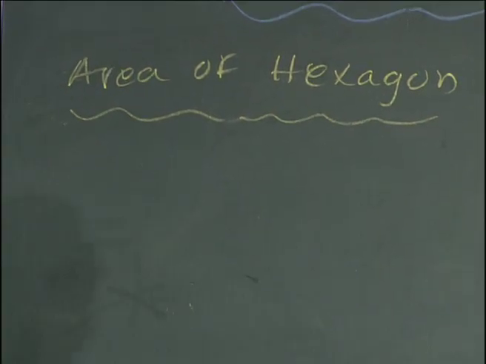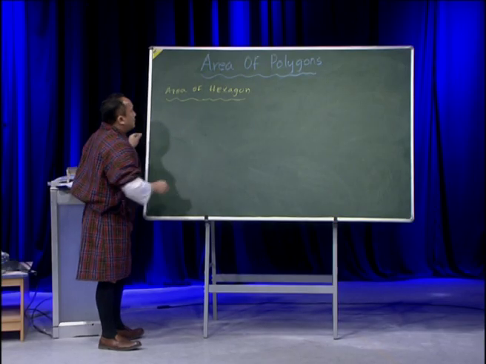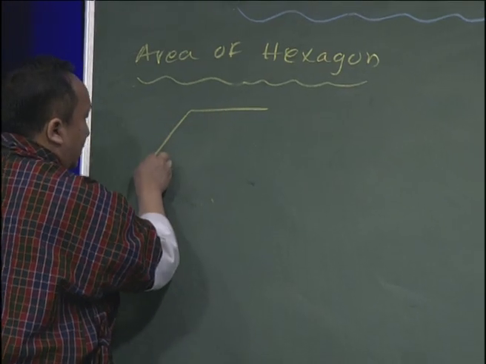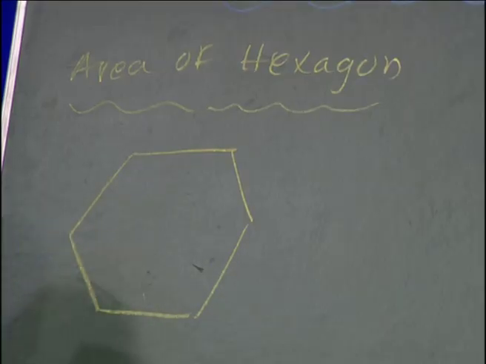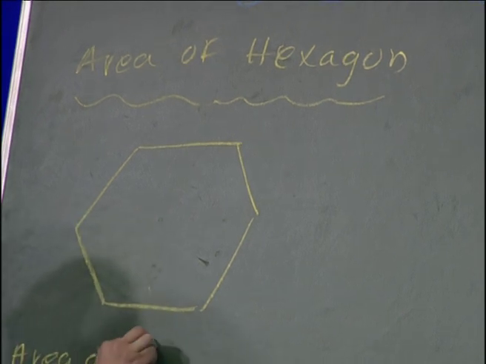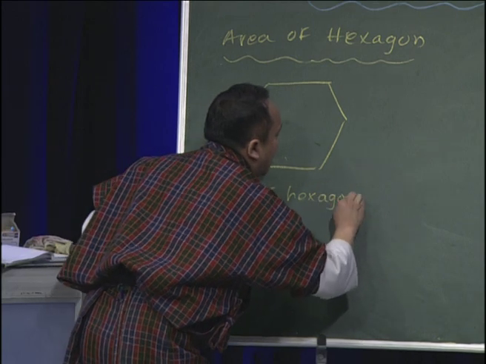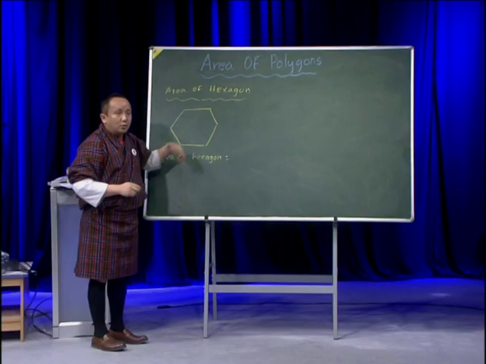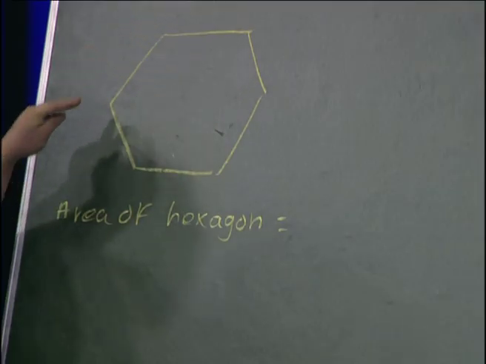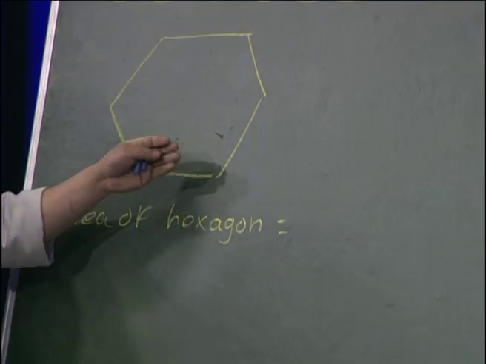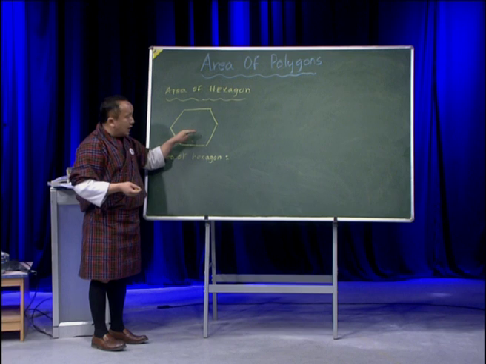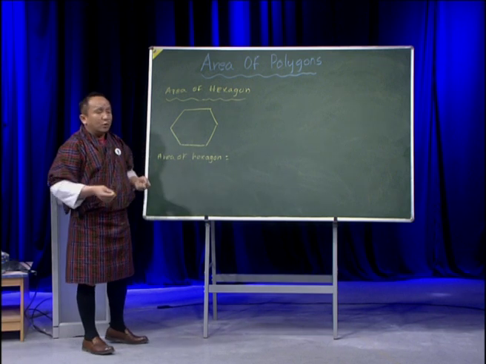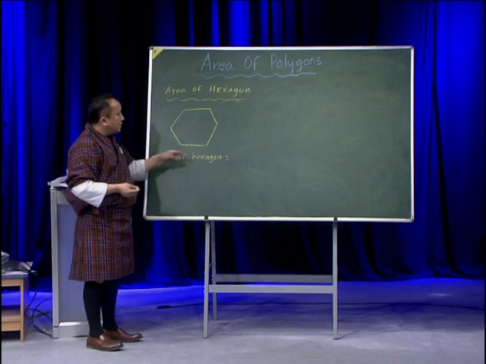Let us learn how to find the area of a hexagon. Now a hexagon is a 6-sided shape. Hexagon is one of the polygons and it is a 6-sided shape. To find the area of a hexagon, remember we are going to find the area of regular polygons only. When I say regular, I mean all the sides are equal. We're going to learn how to find the area of a regular hexagon, regular heptagon, regular octagon, regular nonagon. So in this class, we're going to learn how to find the area of regular polygons where all the sides are equal.